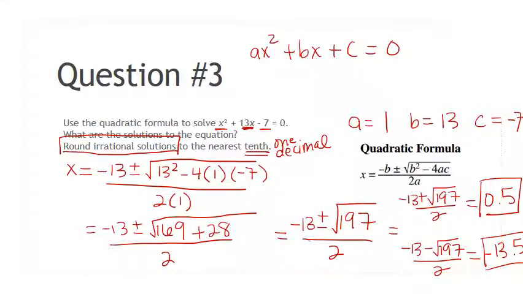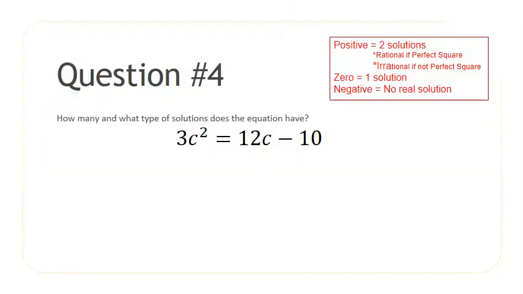All right, so that wraps up question number 3. Question number 4, we're switching gears and we're going to be looking at some discriminant problems. So here it says, how many and what type of solutions does the equation have?